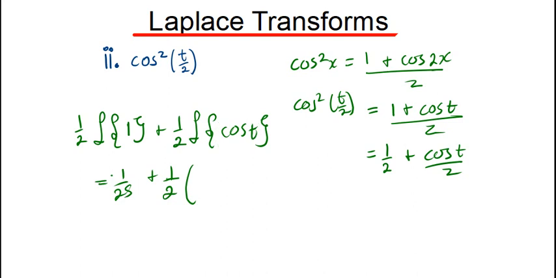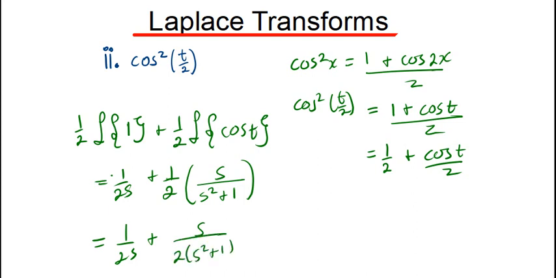I believe by now we still remember it's supposed to be s over s squared plus a squared. And what is our a? Our a is supposed to be here, but it's a 1, so we can just put plus 1 here, 1 squared. So our answer is 1 over 2s plus, I would write this as s over 2 times s squared plus 1, and this is the transform. And that's how we can answer that question together with the previous one.